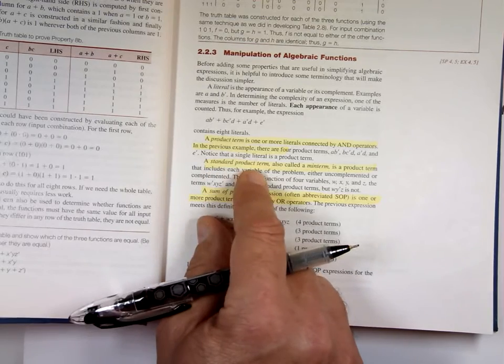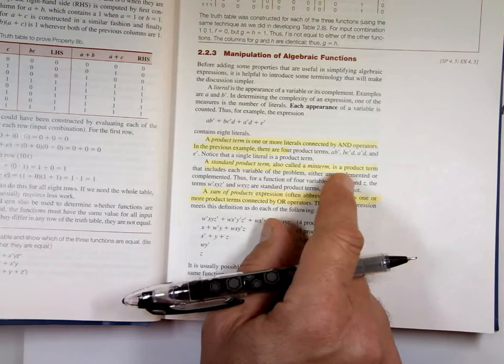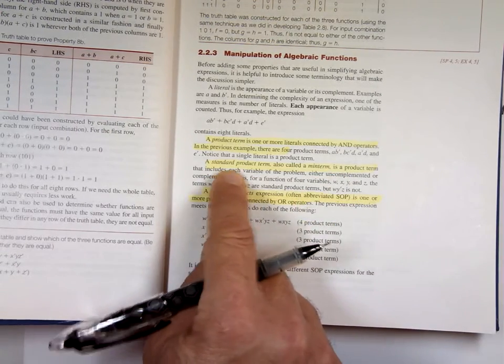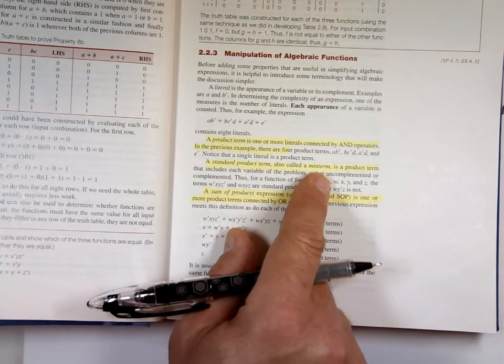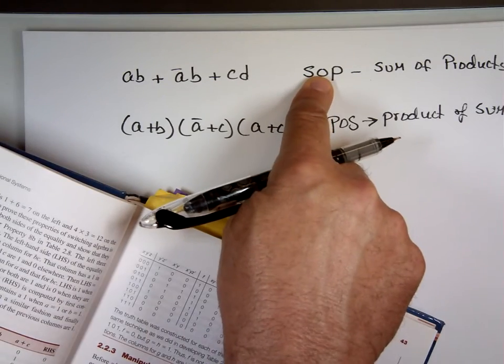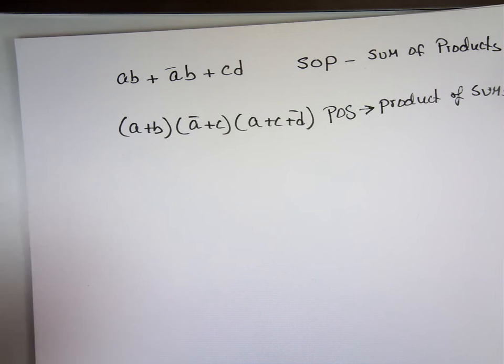A standard product of sum is called, by the way, the max term, and a standard product term is also a minterm. Sum of product, we call that the minterm, and the other is the max term. You'll see that later somewhere in the course. So let me take an expression, see if I can simplify that, and see how Boolean algebra works here.